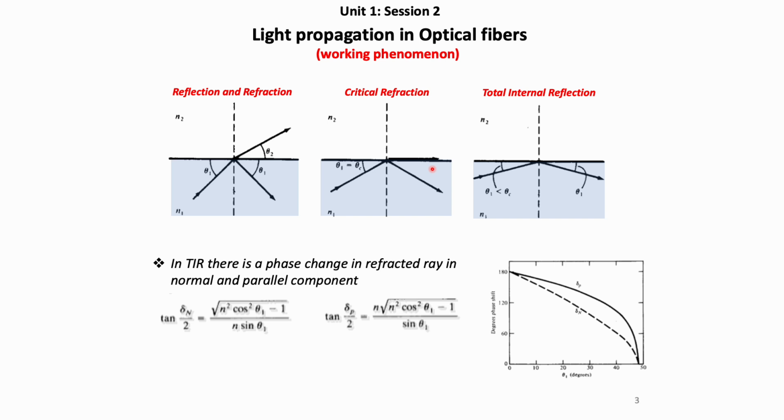Two conditions are there. One condition is that the refractive index of the first medium is always greater than the refractive index of the second medium, so N1 is always greater than N2. The second condition is that the angle of incidence should be greater than the critical angle. Then automatically total internal reflection happens inside the fiber.